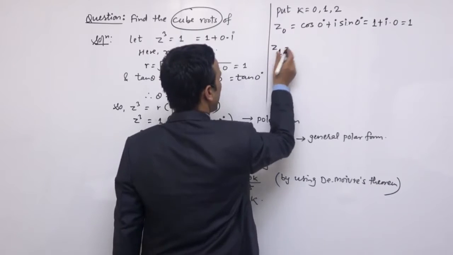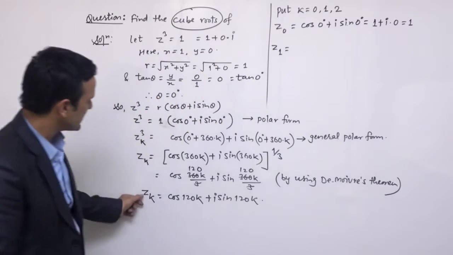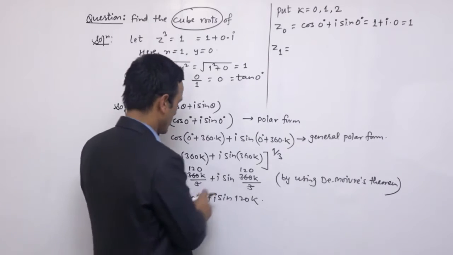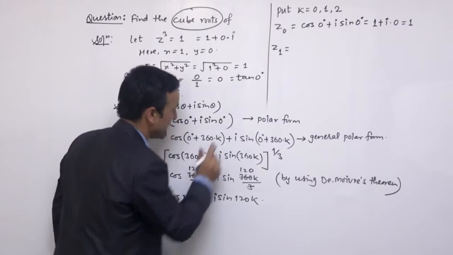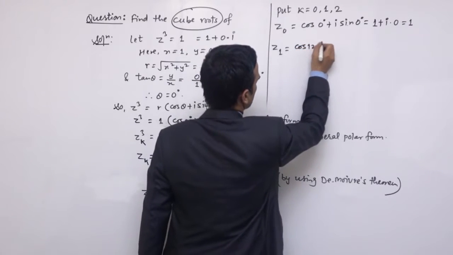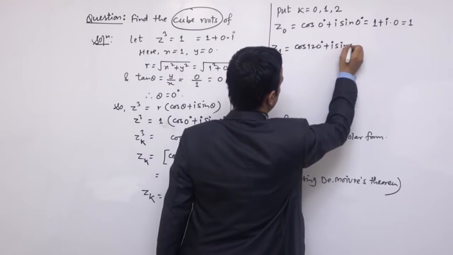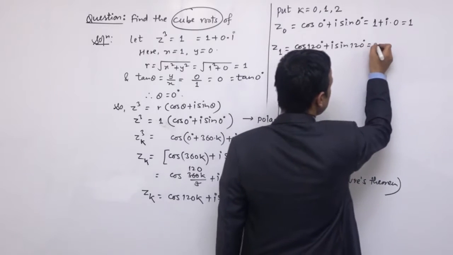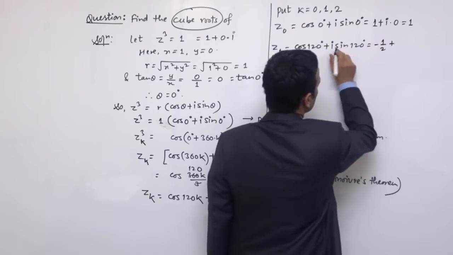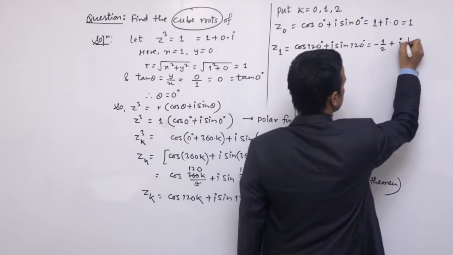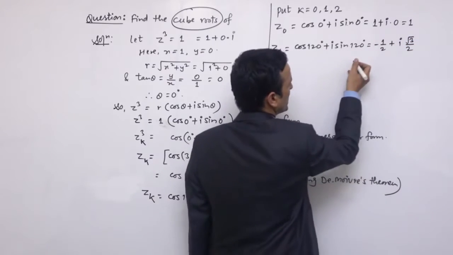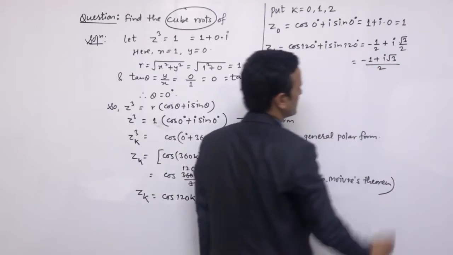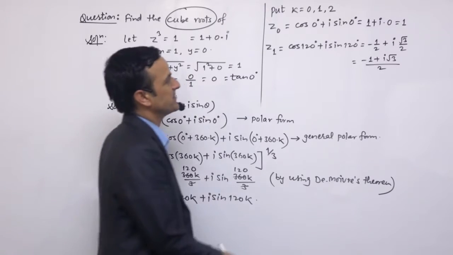Similarly, if you put the value of k as 1, then zk will be z1. Let us put 1 in place of k. Doing that, we get cos 120 plus i sin 120. So cos 120 means its value is minus 1 by 2, and sin 120 means its value is root 3 by 2. So as a whole its value is, after taking LCM, this one.